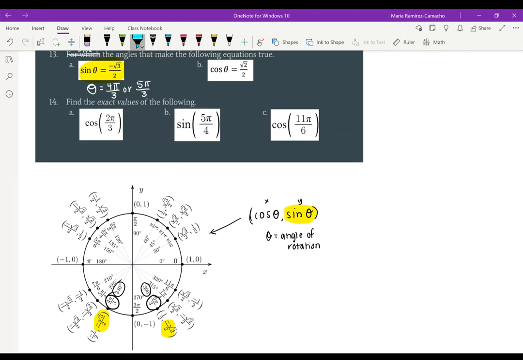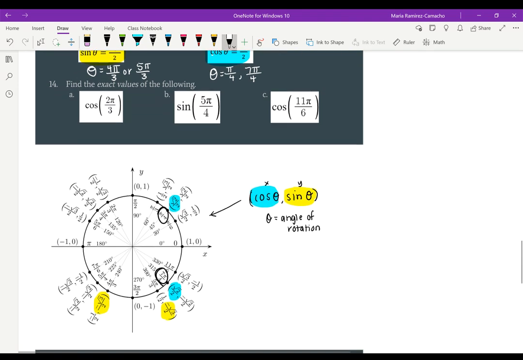Next, we'll look at part B. Cosine theta equals root 2 over 2, so same thing, but now looking at the x-coordinate. Where do we have coordinate points where the x-coordinate is root 2 over 2? I see one right here and right here. Okay, just positive root 2 over 2. Those angles are at 7 pi over 4 and pi over 4. You can write your answer in degrees if you want. I didn't specify here, so I'm just using radians. Okay, so there's number 13, all done.